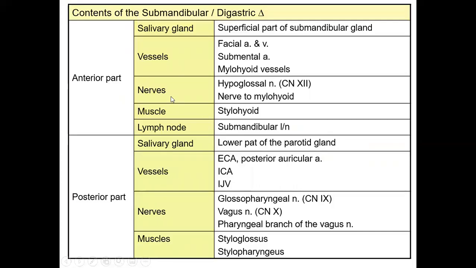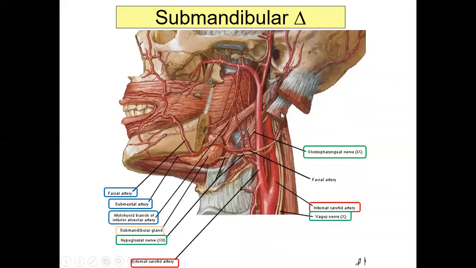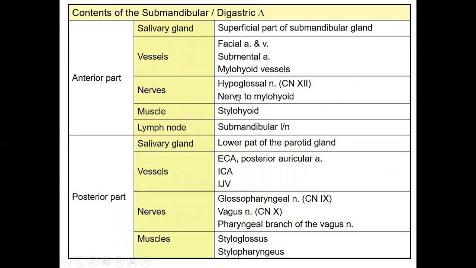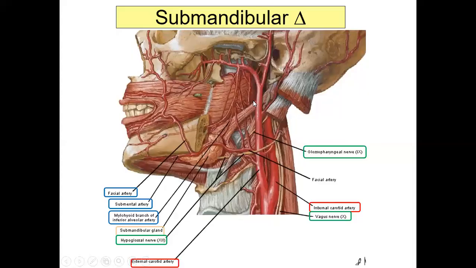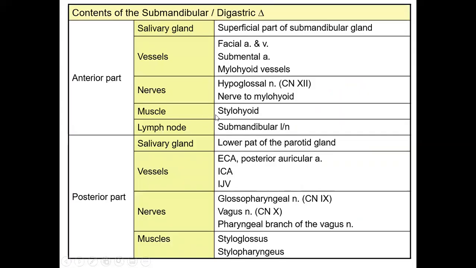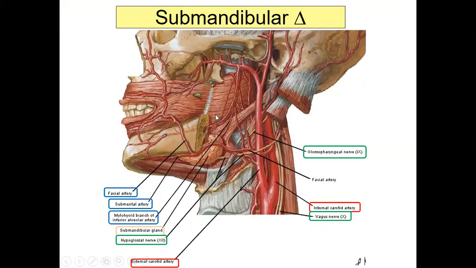And then the nerve. For the nerve, we have the hypoglossal nerve, which is the 12th cranial nerve. If you see from this picture, this is the hypoglossal nerve, going to the anterior part. And then we also have the nerve to the mylohyoid. And then the muscle here, we have the stylohyoid muscle. So these are the components that we have in the anterior part of the submandibular triangle.